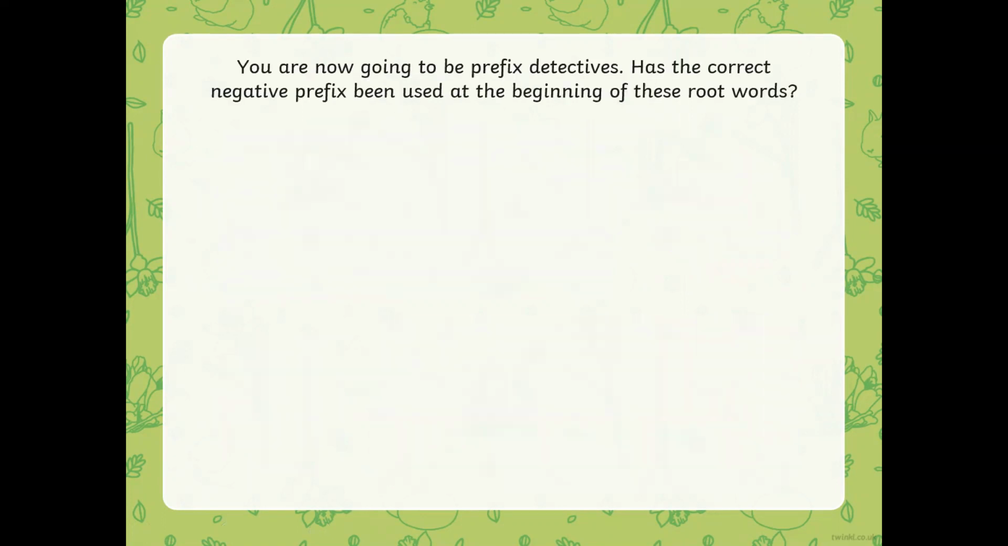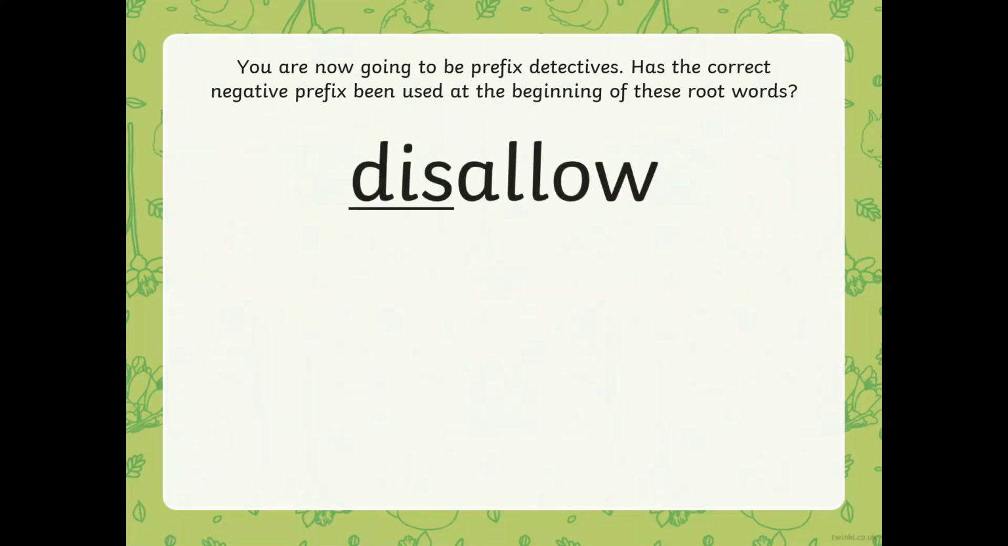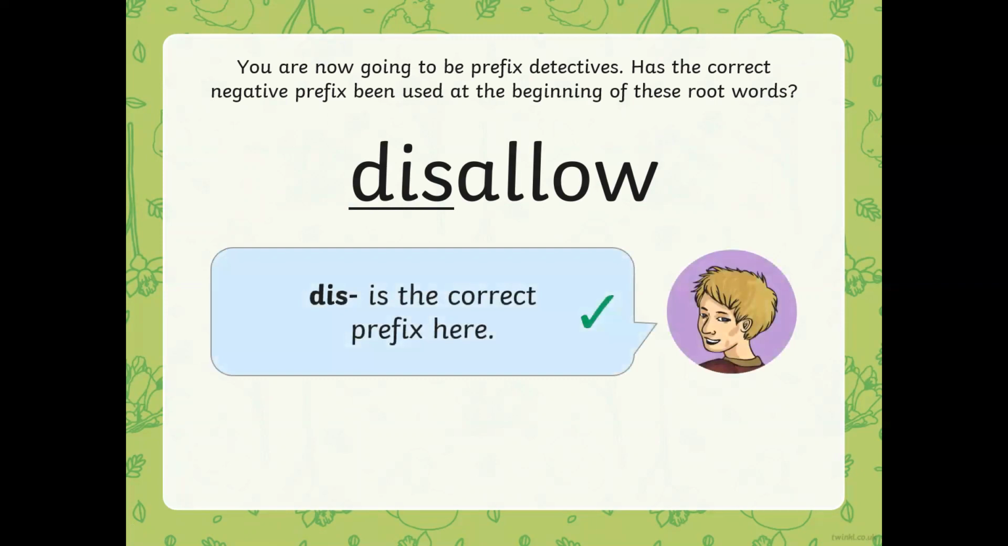Okay, so what you're going to do is you're going to be prefix detectives. You have to think, has the correct negative prefix been used at the beginning of these root words? That's all we have to do today, okay? Disallow. Does that sound right to you? Is that the right prefix? Could it be unallow? Could it be misallow? Okay, have a think about the word. And actually, dis is the correct prefix that we are using here, okay?